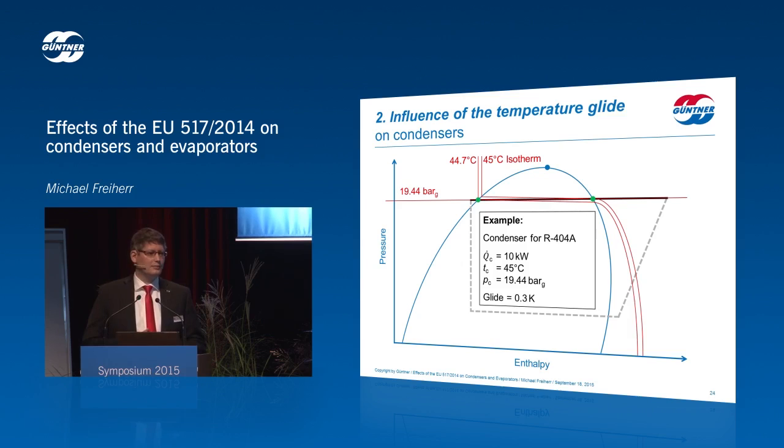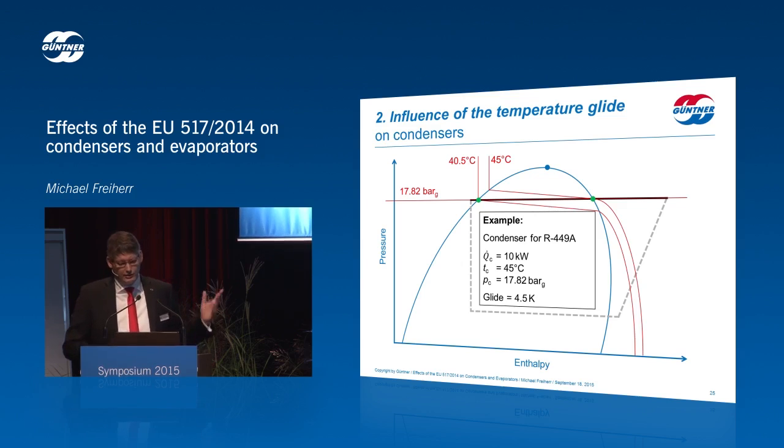For many years, 0.3 Kelvin, since we've had R404A, that wasn't considered, it was neglected because the effect was negligible, they thought. But for the R449A, we have a temperature of 40.5, and the temperature glide with 4.5 Kelvin is much higher, 15 times higher. And there you can see a direct effect on the condenser, and that could be the reason why we have this lower capacity by 17%.